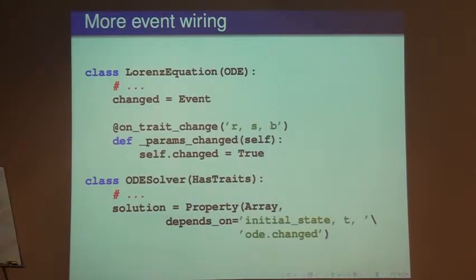So the issue was, if I change S on the Lorentz equation, the ODE solver has no way of knowing that S changed, right? It's not listening to every single attribute change of that object. So I need to manually wire it up to say when S, R, and B change, you make sure that the ODE is changing, right? And so the event trait lets you hook those things up.